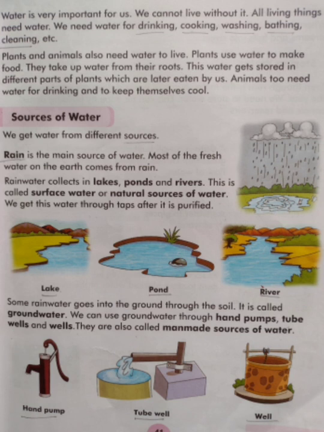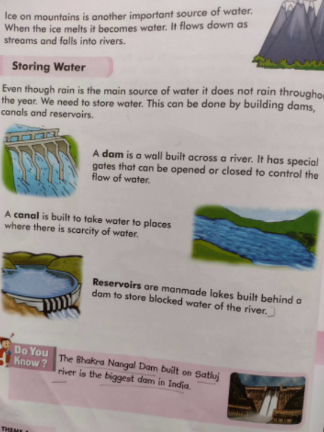Okay, some rainwater goes into the ground through the soil. It is called groundwater. We can use groundwater through hand pumps, tube wells and wells. They are also called man-made sources of water. Yes. Next is storing water.